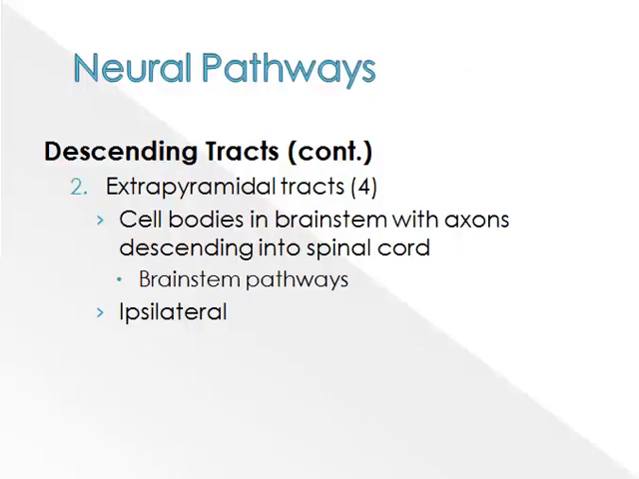The second type of descending or motor pathway, motor tracts, we have our extrapyramidal tracts, also referred to as the brainstem pathways, because the cell bodies are in the brainstem with axons descending into the spinal cord. They're referred to as extrapyramidal because they operate outside of the pyramids of the medulla. We have two principal pathways, the rubrospinal and the reticulospinal tracts. Most of these are ipsilateral, except for, of course, the one that's shown in the next image, which is the rubrospinal tract.